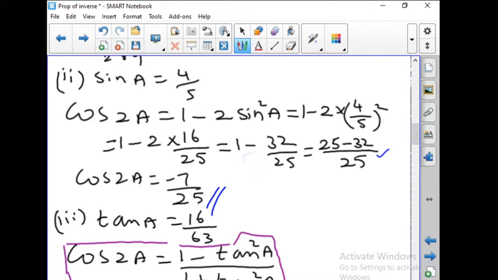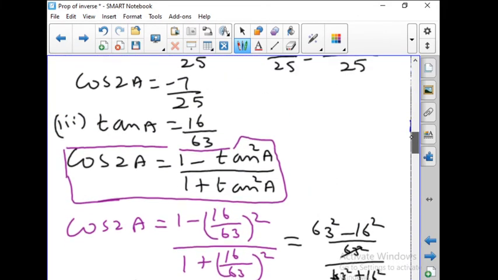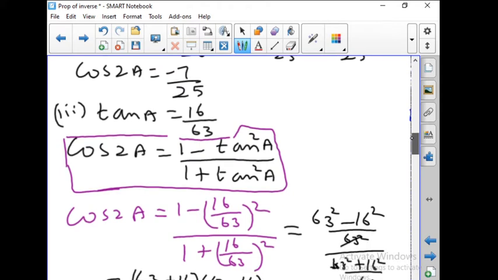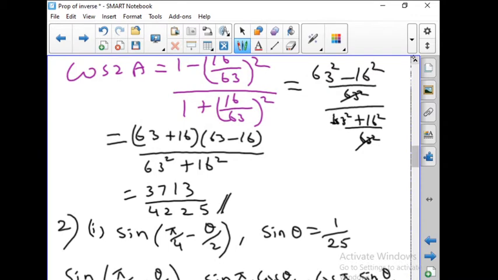Then similarly tan A is given as 16 by 63. We have to find cos 2A. Using tan, cos 2A is equal to 1 minus tan square A by 1 plus tan square A. Substituting the value for tan A, 1 minus 16 by 63 the whole square by 1 plus 16 by 63 the whole square. Taking LCM, the numerator is 63 square minus 16 square by 63 square, and the denominator also has 63 square as LCM, so 63 square plus 16 square.